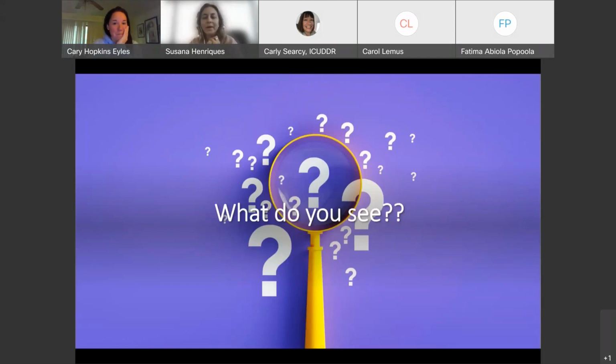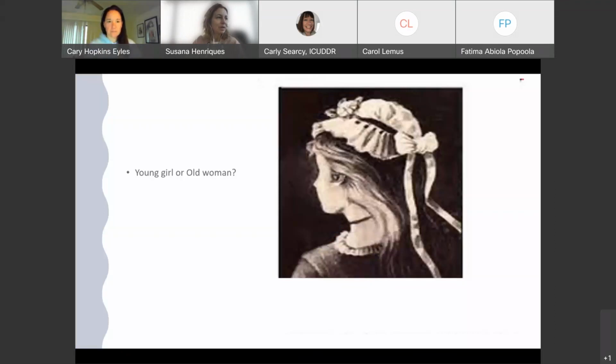So we want to start with this little and simple exercise for you too, and we are going to show you some images, some pictures, and the challenge is for you to tell us what do you see. In this first image, what do you see? A young girl or an old woman?